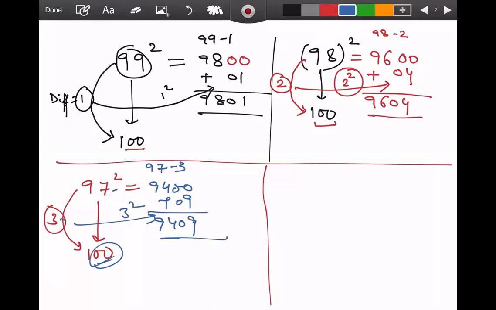Any doubt here? Sir, for what numbers is this applicable? Like, just before 100, just before 1000. Just let me finish it and then I think I can clear your doubt.